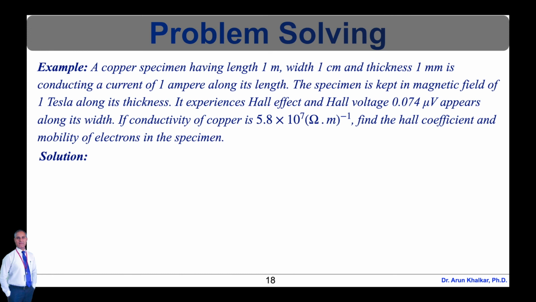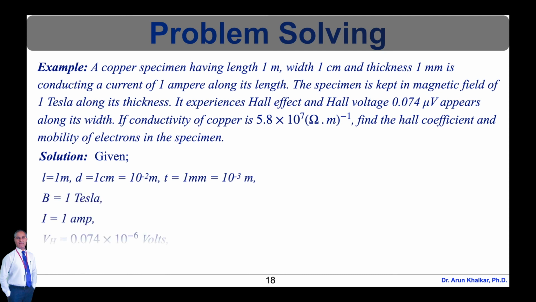So the solution of this numerical is as follows. We have given parameters: small l is equal to 1 meter, small d is 1 centimeter, that is equal to 10^-2 meter, thickness t is 1 millimeter, that is equal to 10^-3 meter. Then the magnetic field B is equal to 1 Tesla and current I is equal to 1 ampere, whereas the Hall voltage VH is equal to 0.074 × 10^-6 volt. Sigma is equal to 5.8 × 10^7 per ohm meter. So we have all these given parameters.